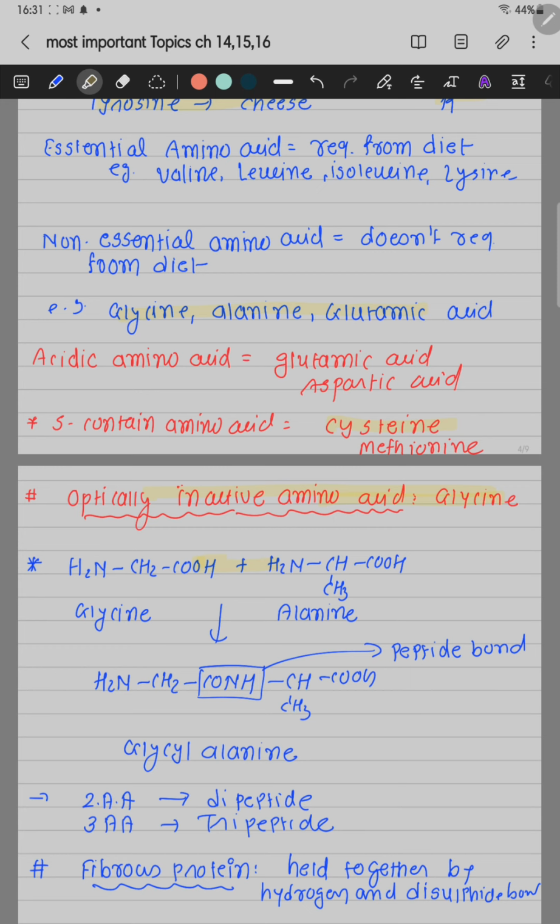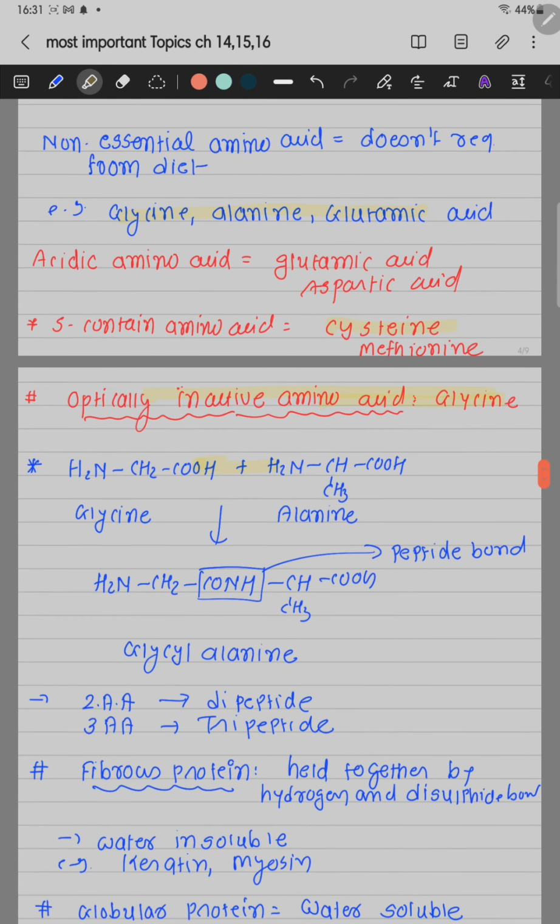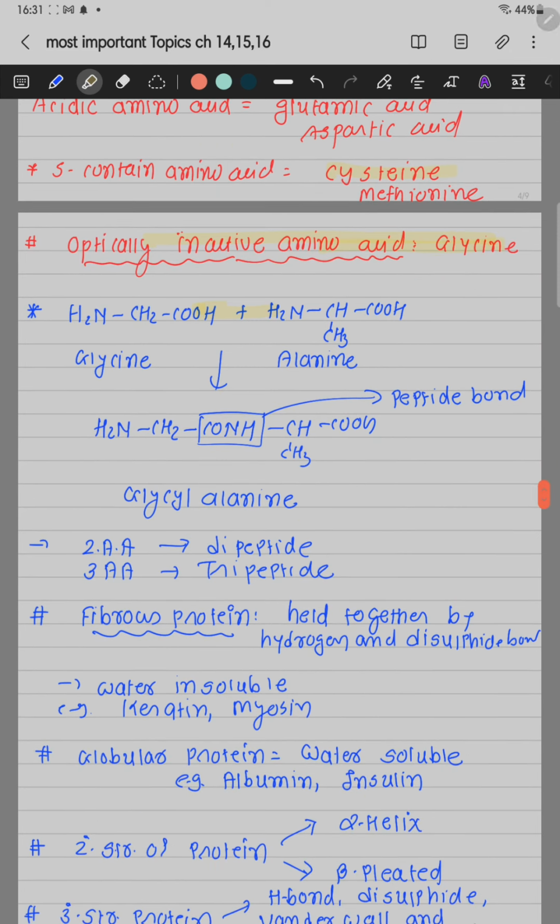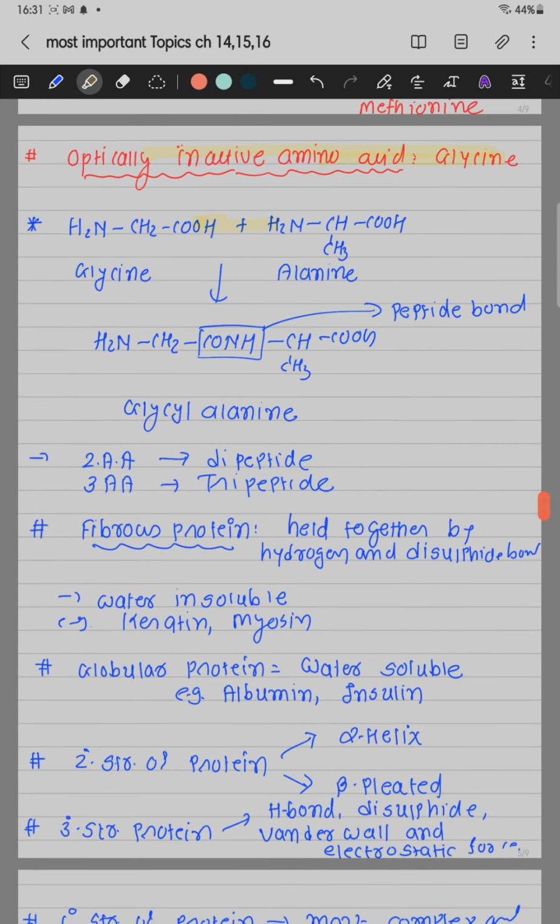NH2CH2COOH, CH3COOH. This is called glycylalanine. If 2 amino acids join together, they form a dipeptide, 3 amino acids a tripeptide, 4 amino acids a tetrapeptide, likewise. Proteins are mainly of 2 types: fibrous protein and globular protein.